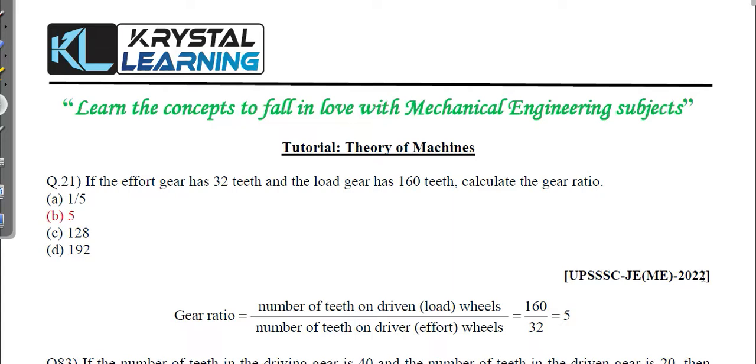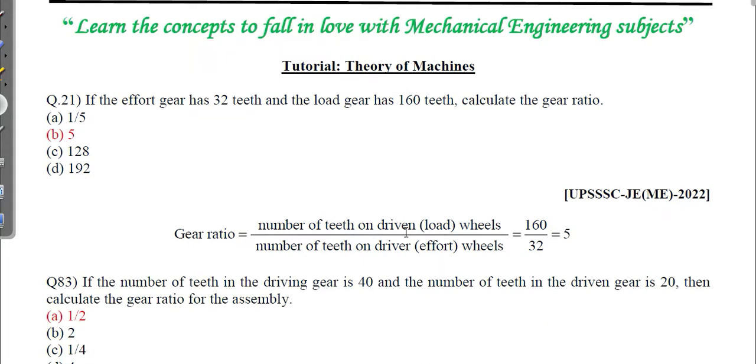This question says, if the effort gear has 32 teeth and the load gear has 160 teeth, calculate the gear ratio. So the formula is number of teeth on driven, that is also known as follower or load, because load is put on the follower wheel, and effort is on the driver wheel, or you can say input wheel. The new terms which came in this gear ratio question are effort and load. So you have to be clear that load goes with follower or driven, and effort wheel goes to input or driver. Both are the same thing. 160 upon 32, and 5 is the answer. Okay, gear ratio.